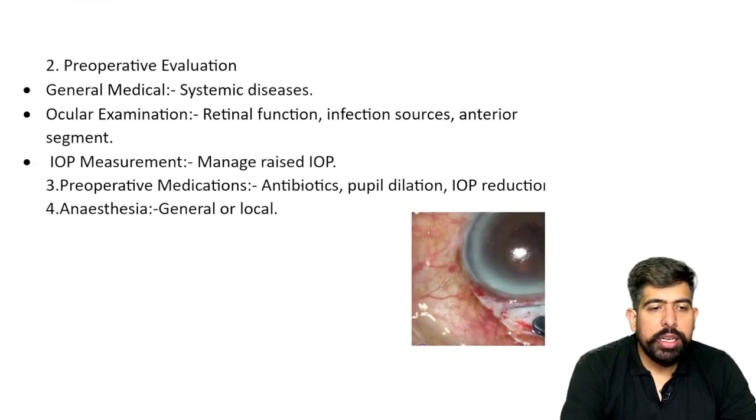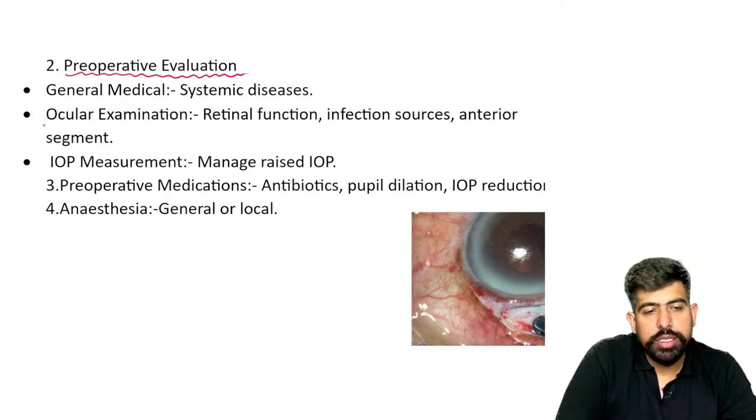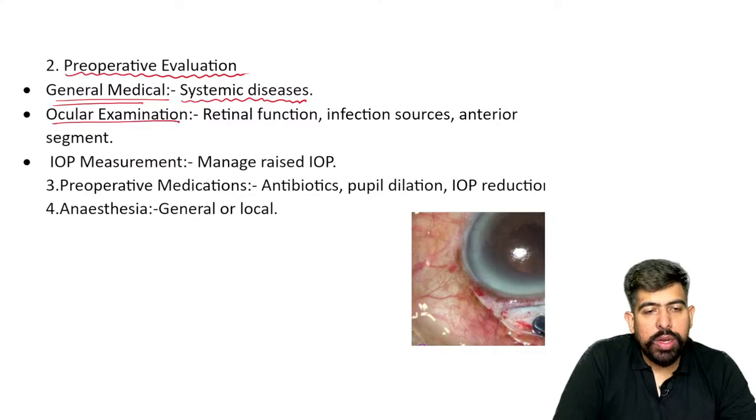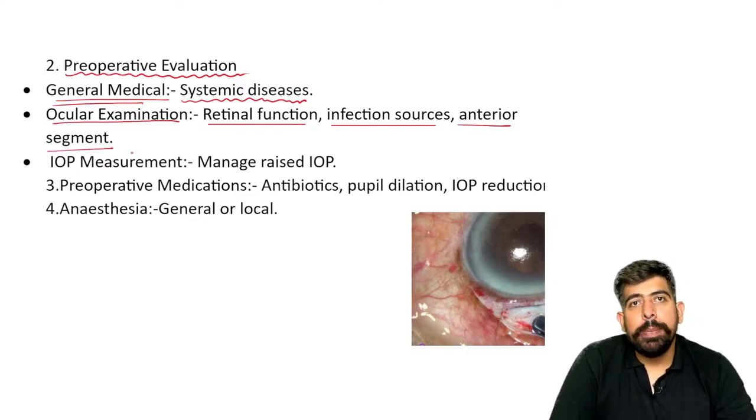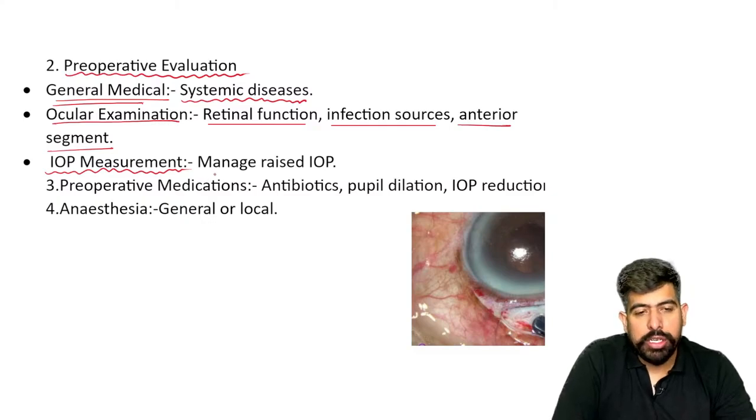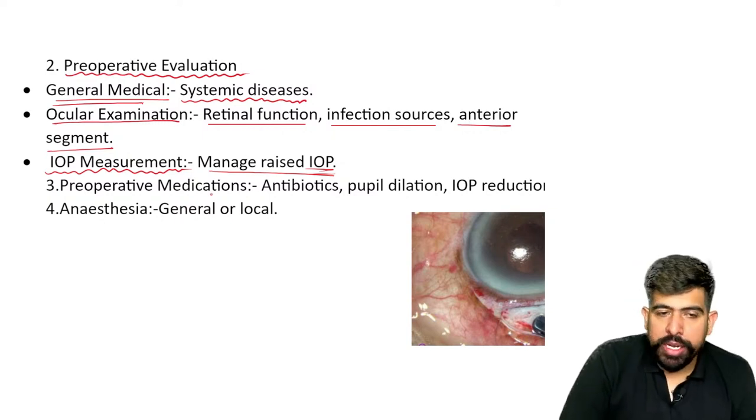But before the surgery we have to do some pre-operative evaluations. And what are those? For the general medical checkup, we have to see any underlying systemic diseases first of all. Then for the ocular examination, we have to examine the retina function, infection sources, and the anterior segment. I have to see the anterior segment clearly. Also, regarding intraocular pressure management, if there is a raised intraocular pressure, I have to manage it. Okay, now this is the pre-operative.